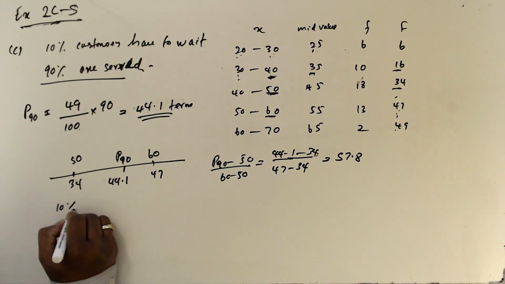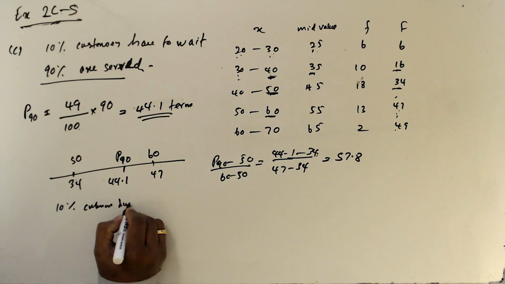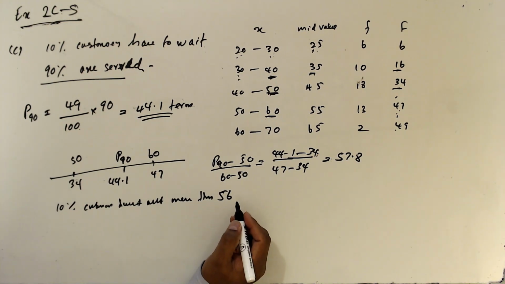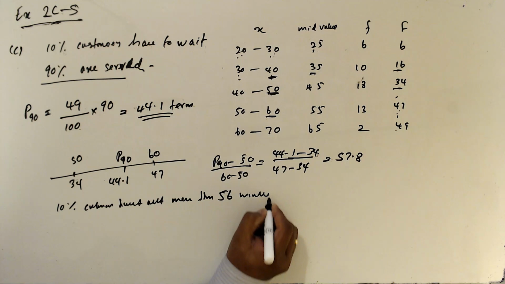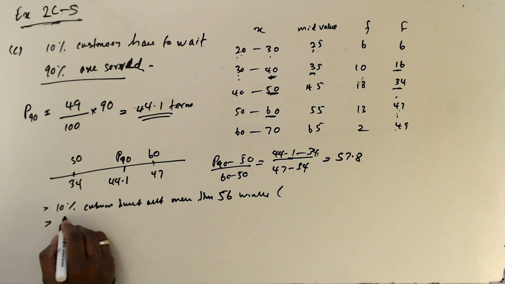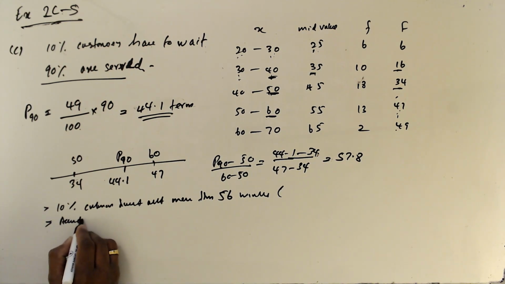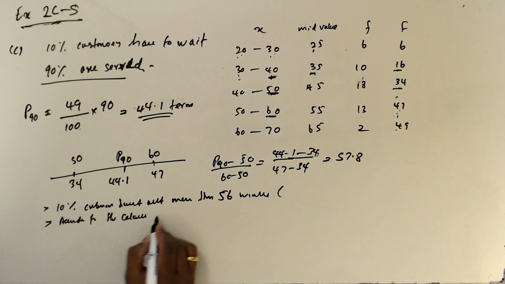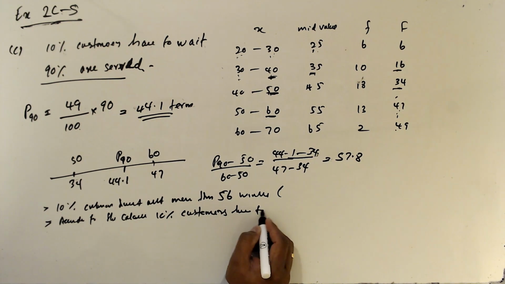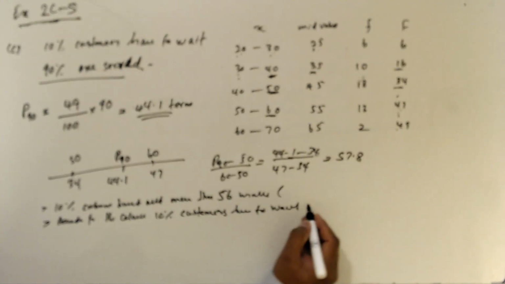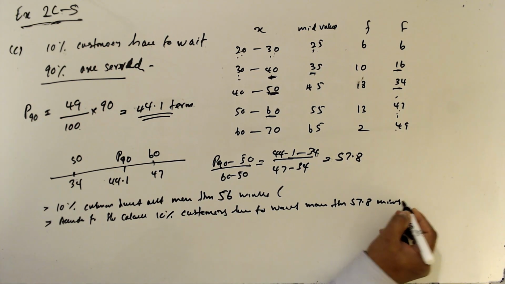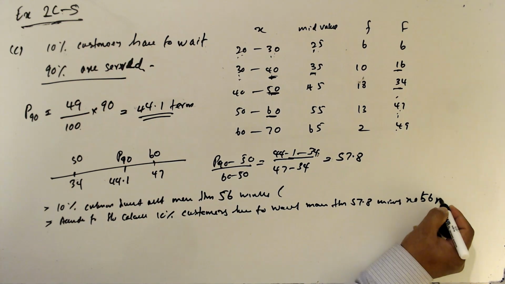So according to him, 10% of customers have to wait more than 56 minutes. But according to the calculation, 10% of customers have to wait more than 57.8 minutes, not 56 minutes.